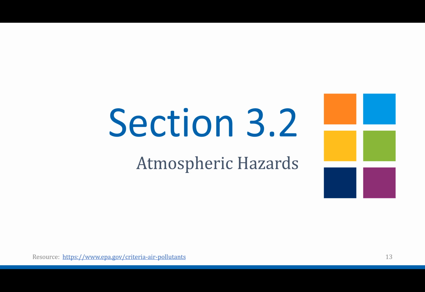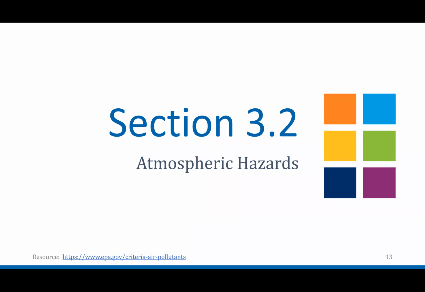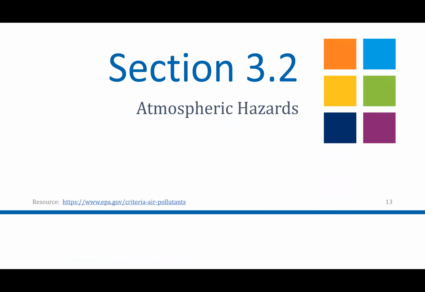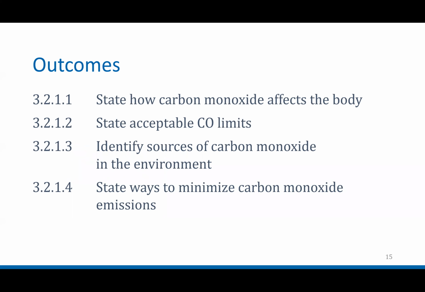So what I'm going to do today is go through a couple of gases, specifically picked gases that are covered in this course that are atmospheric hazards. I'm going to start right away with section 3.2.1, carbon monoxide. Carbon monoxide, an interesting gas, very, very toxic to humans. It comes from car exhaust and other things, but it's a really interesting and quite toxic gas.